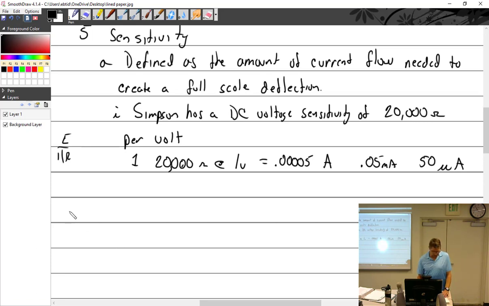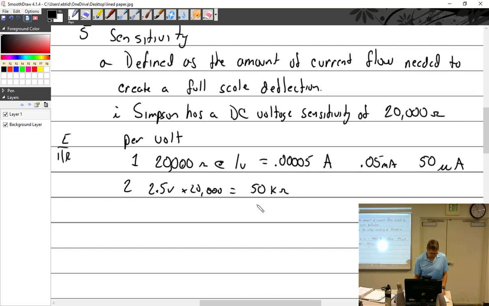Okay. Let's try this. So if I had it on the 2.5 volt setting, what would a full scale deflection be? It's 2.5 times 20,000 equals how many? 50,000 ohms. 50K ohms, right?